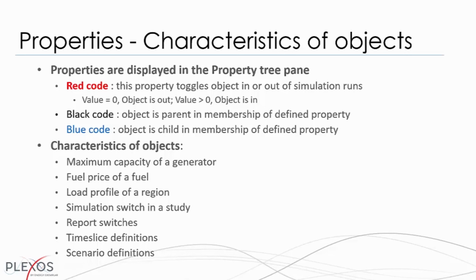Characteristics of objects could be the maximum capacity of a generator, the fuel price of a fuel, the load profile of a region, simulation switches in a study, report switches, time slice definitions, or scenario definitions.